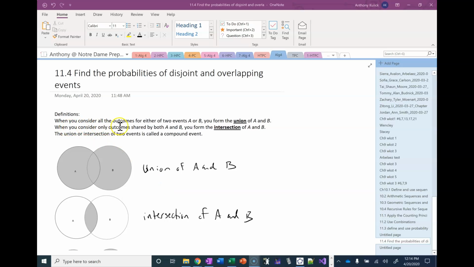The next thing, when you consider only the outcomes shared by both A and B, we form the intersection of A and B. So if we look at this diagram here, this part here represents the events that are common in both A and B. We call this situation an intersection, and the English word we use often to represent the intersection is the word "and," because these are events in A and also in B. Now you'll notice that the intersection is part of the union, but the union includes a lot more stuff than just the intersection.